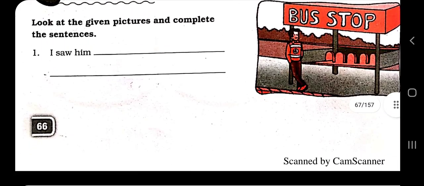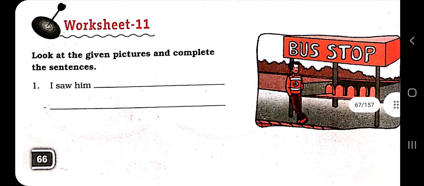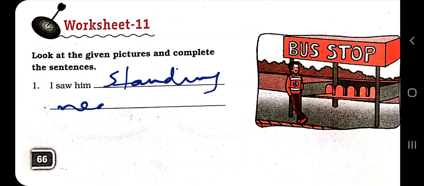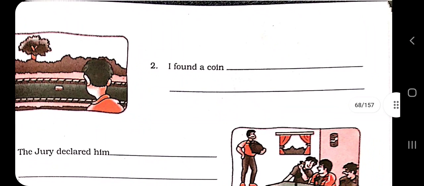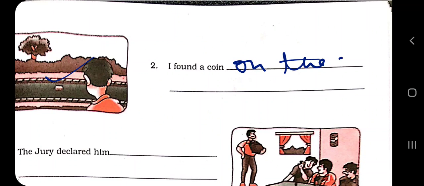So now let's move to worksheet 11. Look at the given pictures and complete the sentence. I saw him standing near the bus stop. Next is, I found, what is that? I found a coin on the road. Here the coin is on the road. The jury declared him what? Not guilty.